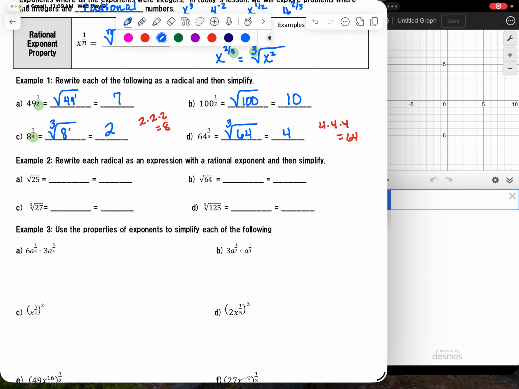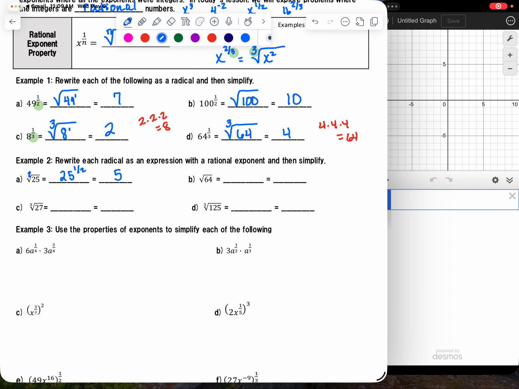So in problem A, we have the square root of 25. Now remember, if it's not written, it's understood that this is a square root. So to rewrite the square root of 25 with a rational exponent, I would simply write it as 25 to the 1/2 power. And we know that the square root of 25, or 25 to the 1/2 power, is 5, because 5 times 5 is 25. All right, pause the video and try problem B on your own.